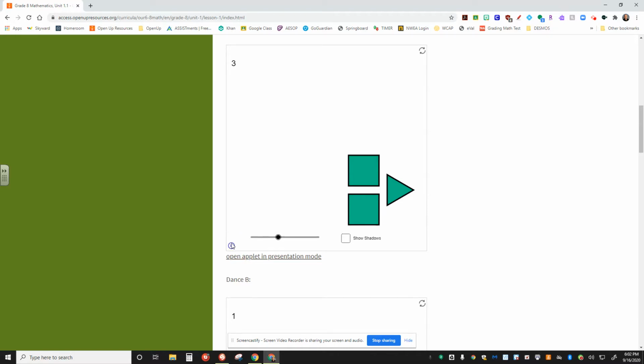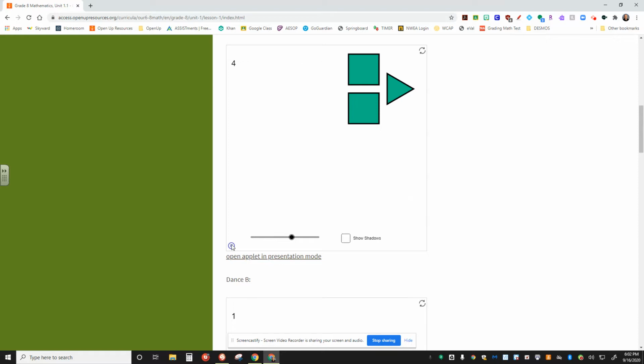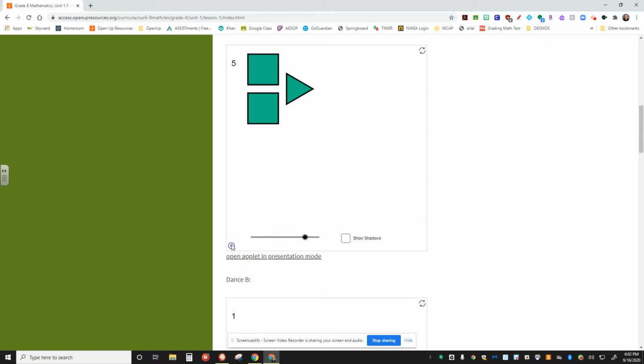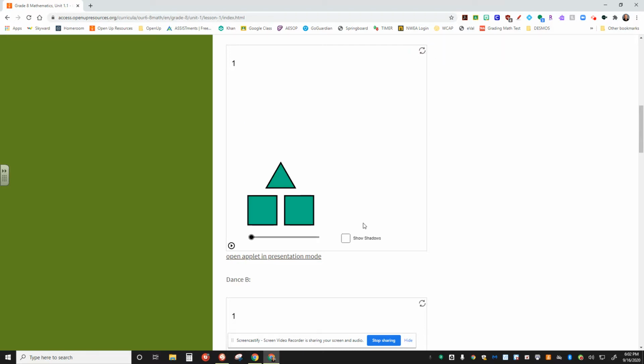The next move appears that it slides up. And then we see it slide to the left. And then we see it turn one more time, which appears to be 90 degrees counterclockwise. Now, if that goes too fast and it's too hard to follow, go ahead and reset it. Click Show Shadows, and what this will do is show two images.